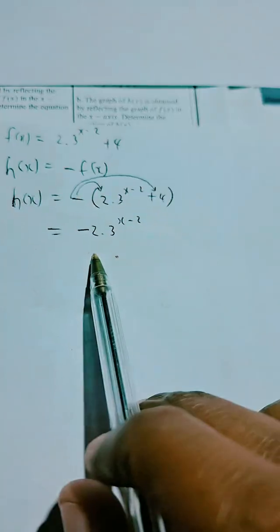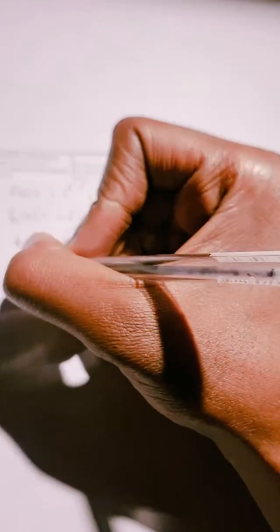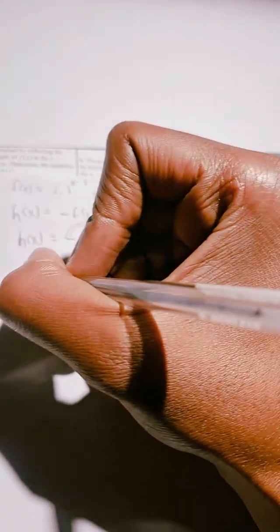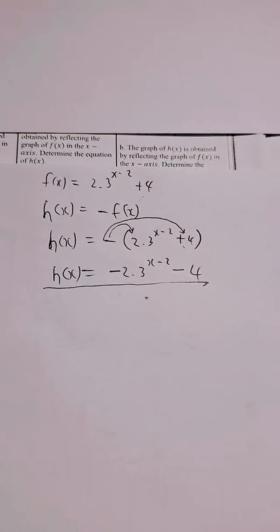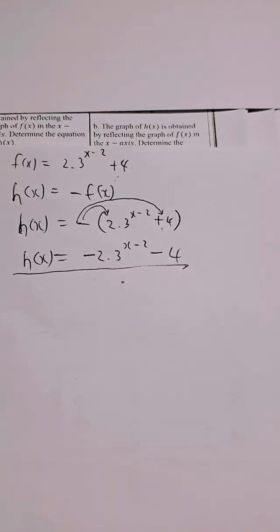So a negative times this gives us a negative 2 times 3 to the power x minus 2 for the first term. That changes from positive to negative. And then, of course, a negative times a positive gives us a negative 4. So then our function h of x is equal to negative 2 times 3 to the power x minus 2 minus 4.